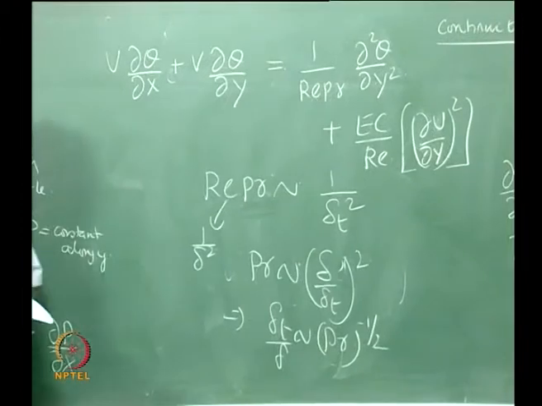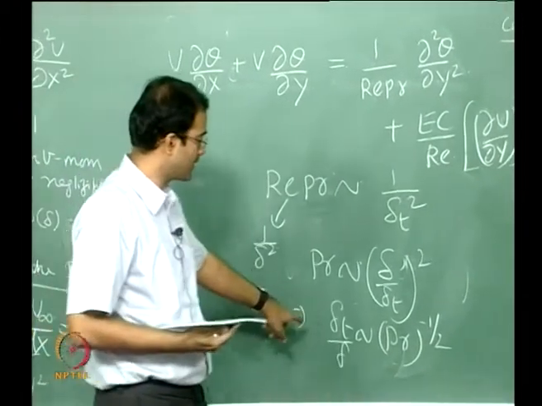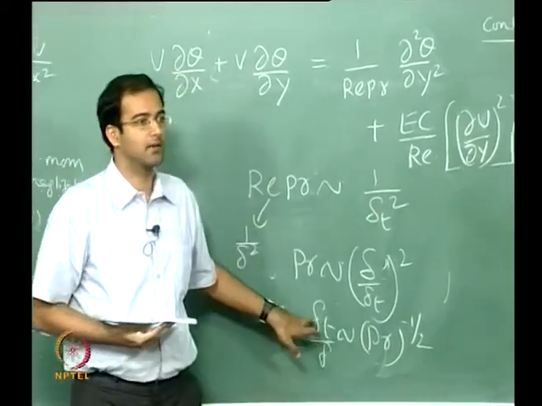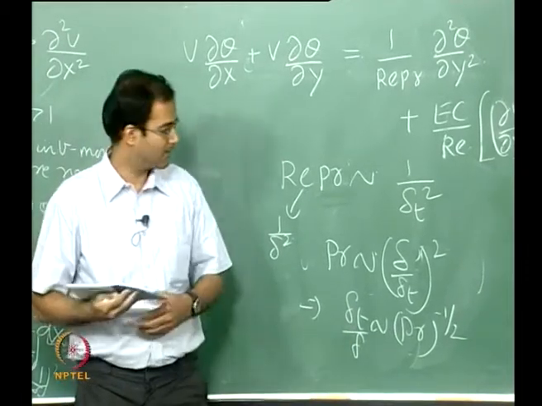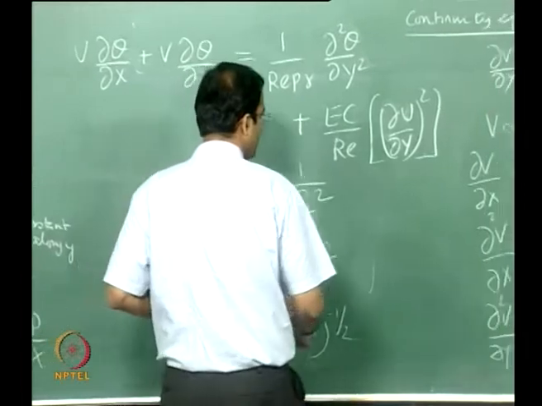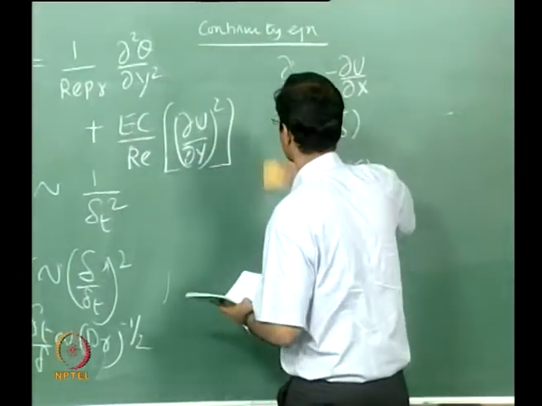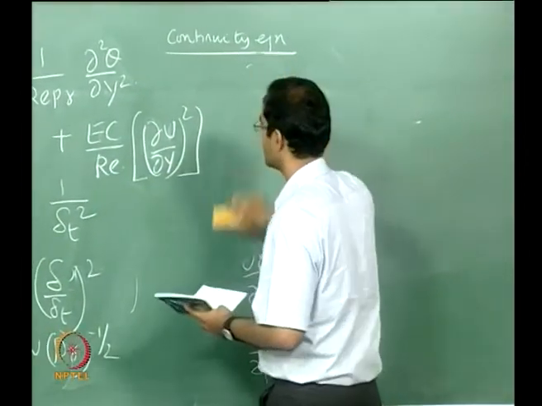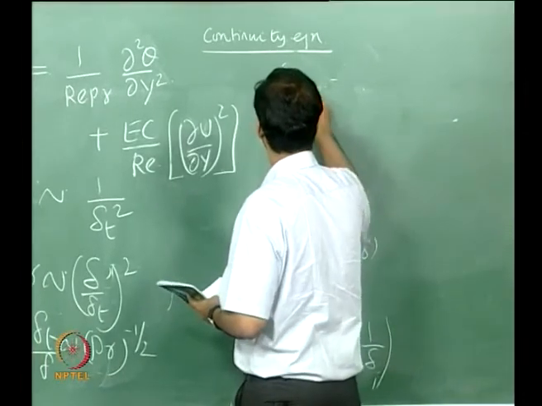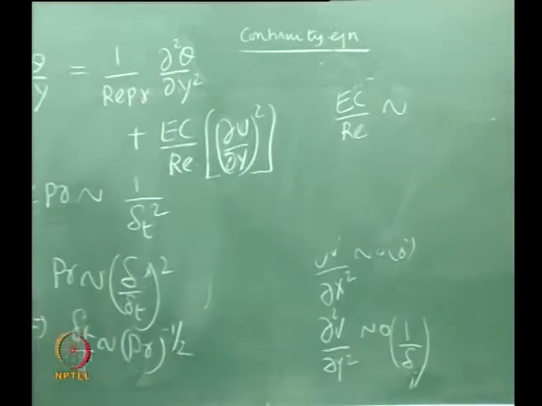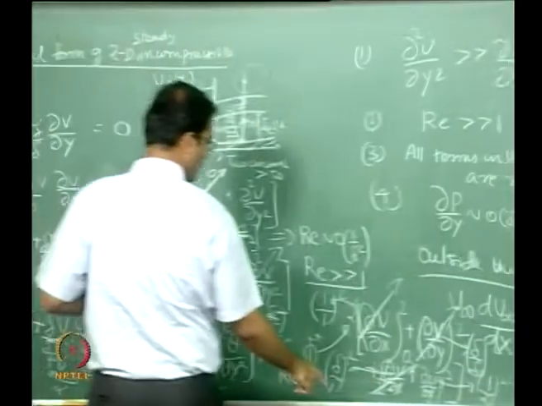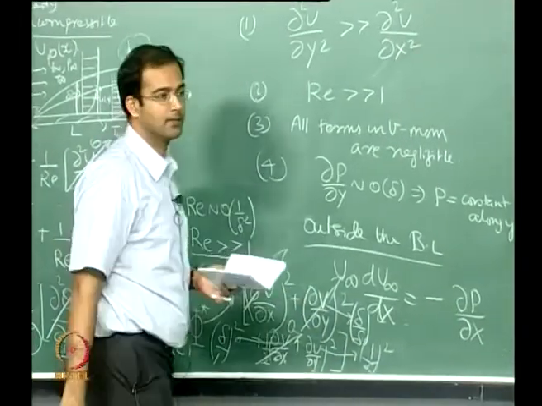Okay, so this is a very important conclusion. This is the relationship between the ratio of your thermal boundary layer thickness to momentum boundary layer thickness with the Prandtl number. Okay, and what should be the order of magnitude of Eckert number by Reynolds number? So if you look at this term, this is again 1 over delta t square, right?